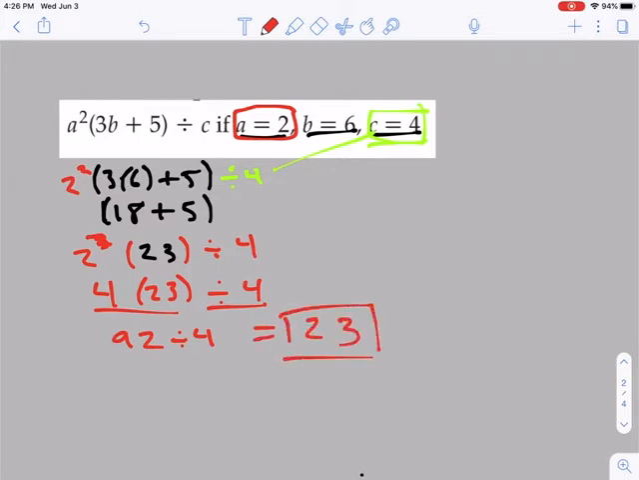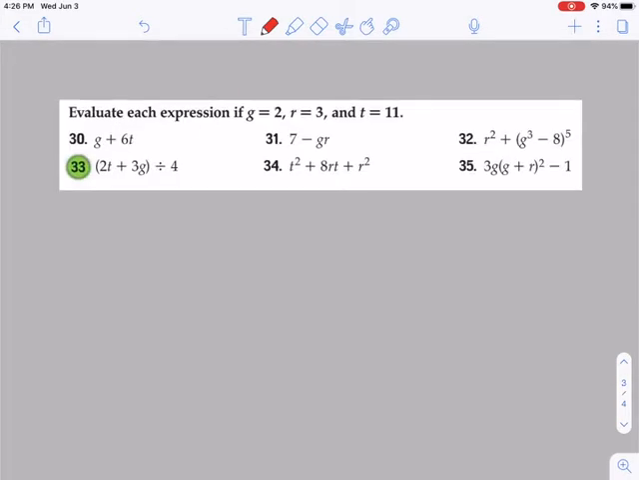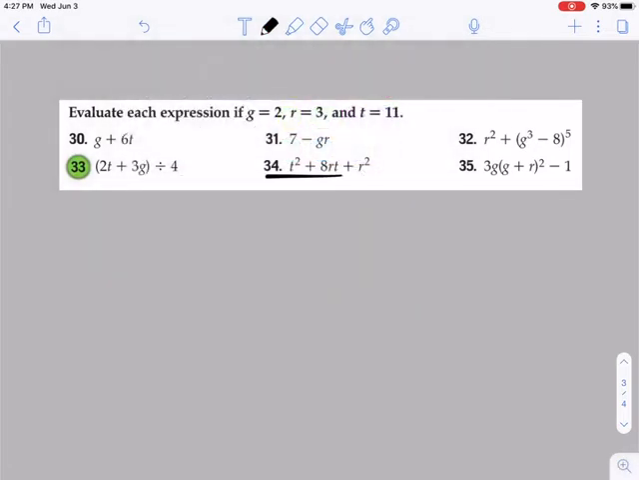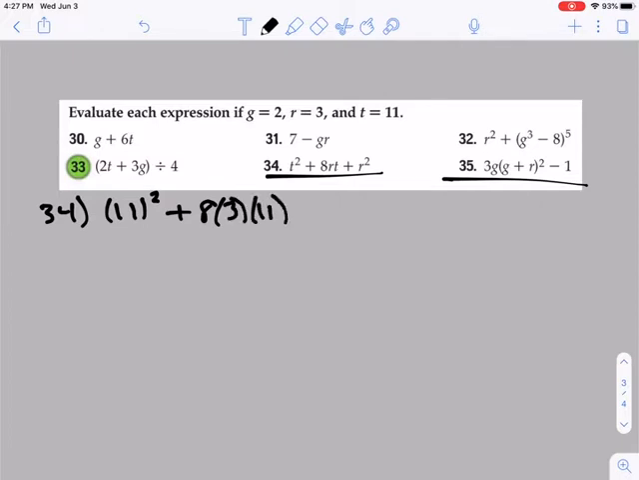All right. Let's look at another problem. All right, so we got a whole bunch here. So we're going to just pick a couple. I think I looked at this earlier, and I thought we would do this one and this one. So let's do 34, all right? So we have t squared. T is 11, so I'm going to go 11 squared. I'm going to write it like that, plus 8 times r, which is 3, and then t, which is 11 again, and then plus r squared, which is 3 squared.